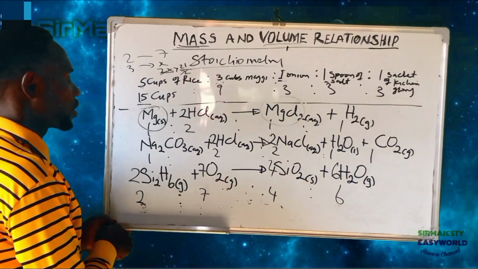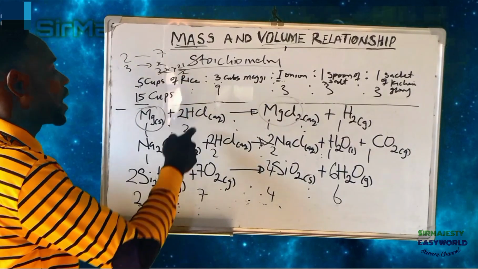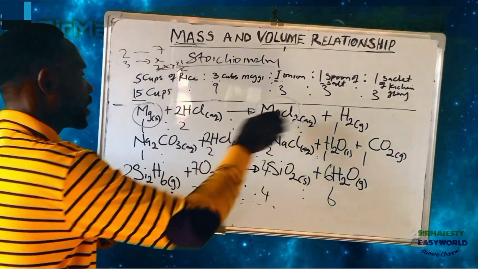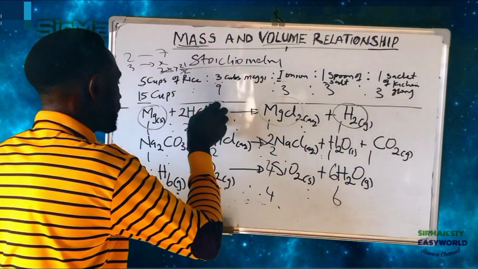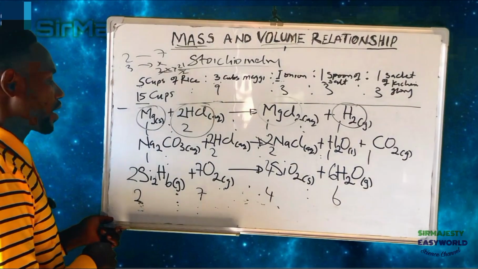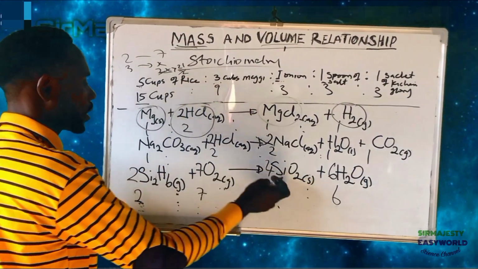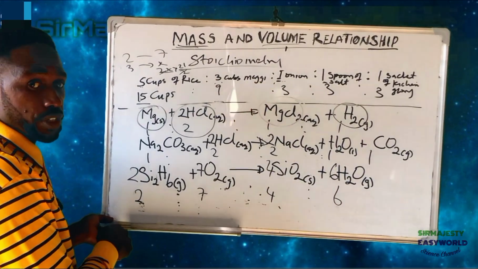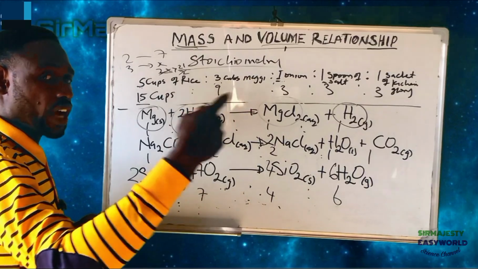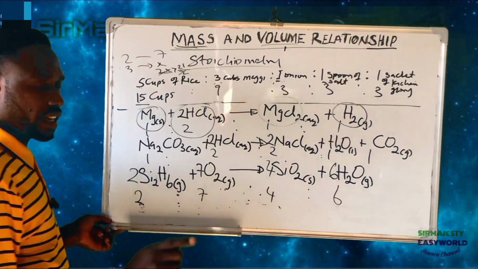But if the question says calculate the volume of hydrogen gas produced at STP when 0.5 moles of HCl reacts completely with magnesium, I'm now saying find this. This is the calculated for and this is the given. So I will use 2 moles of HCl giving 1 mole of hydrogen gas. Just know that in an equation like this, there will only be 2 related species. They are the one the question asks you to calculate for and the one the question gave you the value for: the given and the calculated for.